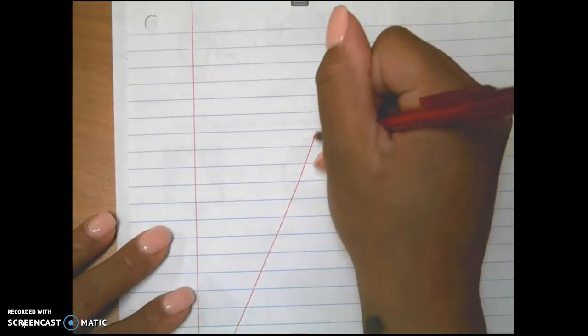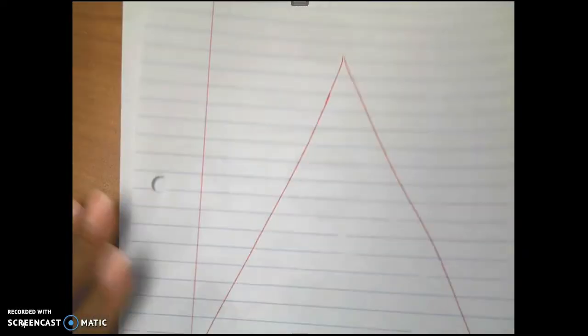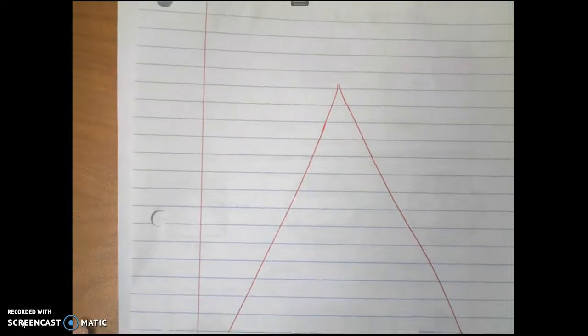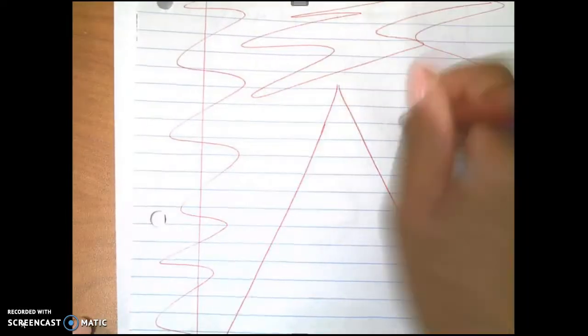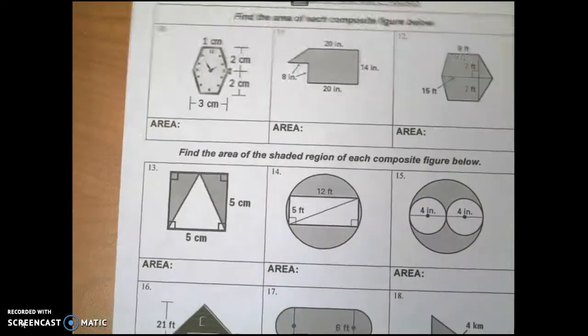I have this paper. I want to know the area of this paper, but I don't want this triangle. So what do I need to do to this triangle? I just want the area around it. No, I can't just shade in the triangle. It doesn't say shade in the triangle.